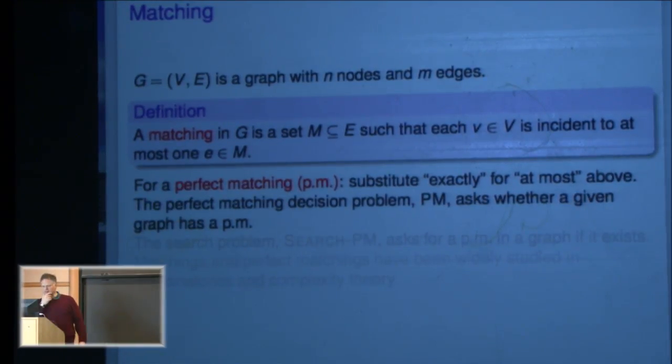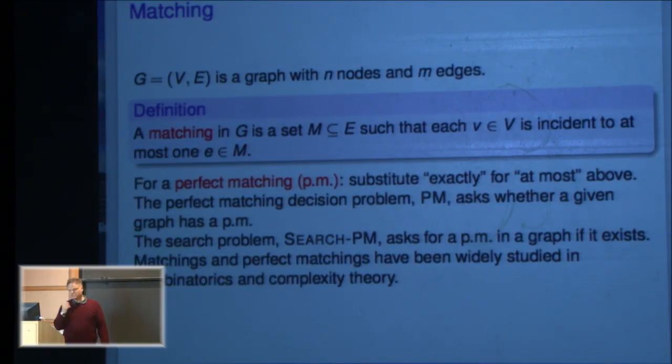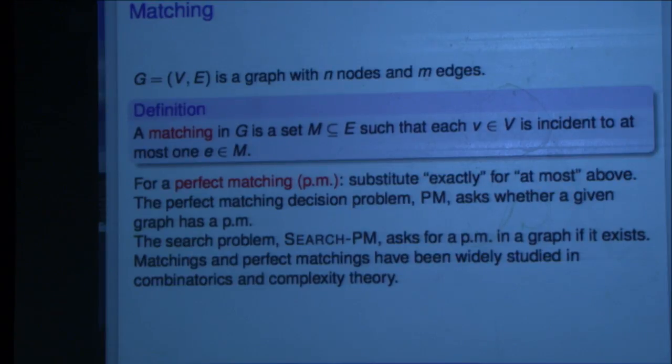The perfect matching decision problem, which I'll call PM, just asks: given a graph, does it have a perfect matching or not? So yes or no. There's also the search problem, where you're given a graph and you want to actually come up with a perfect matching if there is one. Many times the search problem reduces to the decision problem in a reasonable way. Matchings and perfect matchings have been studied all over the place. There's a huge literature on this subject, and it's too much to go into now, so I'll just keep going.